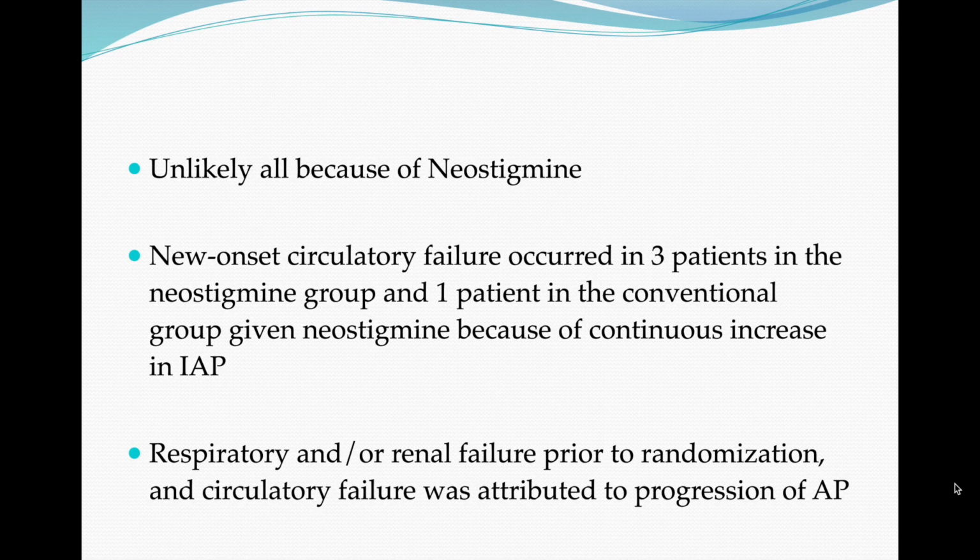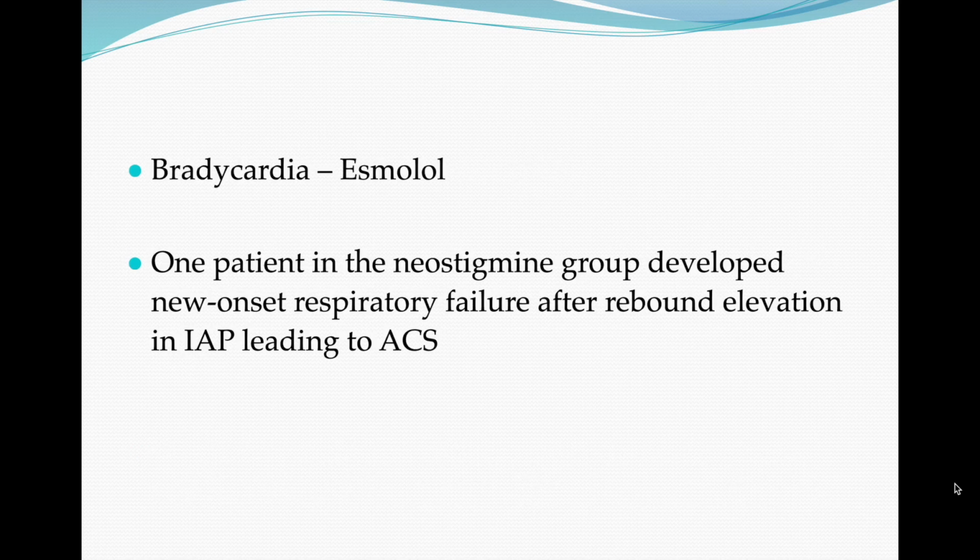New onset circulatory failure occurred in 3 patients in the Neostigmine group and 1 patient in the conventional group, given Neostigmine because of continuous increase in IAP. So this was mostly because of the severity of the acute pancreatitis. It was attributed to that and not because of the Neostigmine. Respiratory and or renal failure prior to randomization and circulatory failure were attributed to progression of acute pancreatitis.